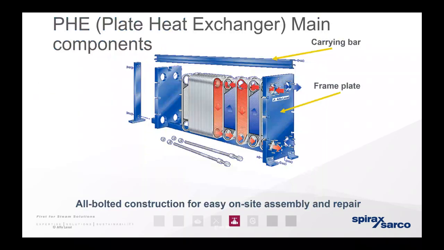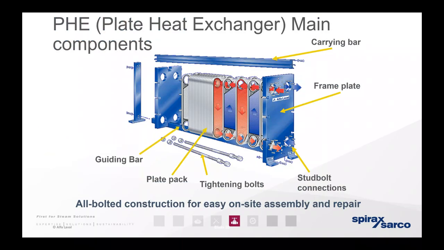So carrying bar, frame plate, stub bolts, tightening bolts, all of those are the frame. Then you have your plate pack in between and your guiding bar. So your pressure plates at the far end and your support column. So relatively simple, easy to pull apart.